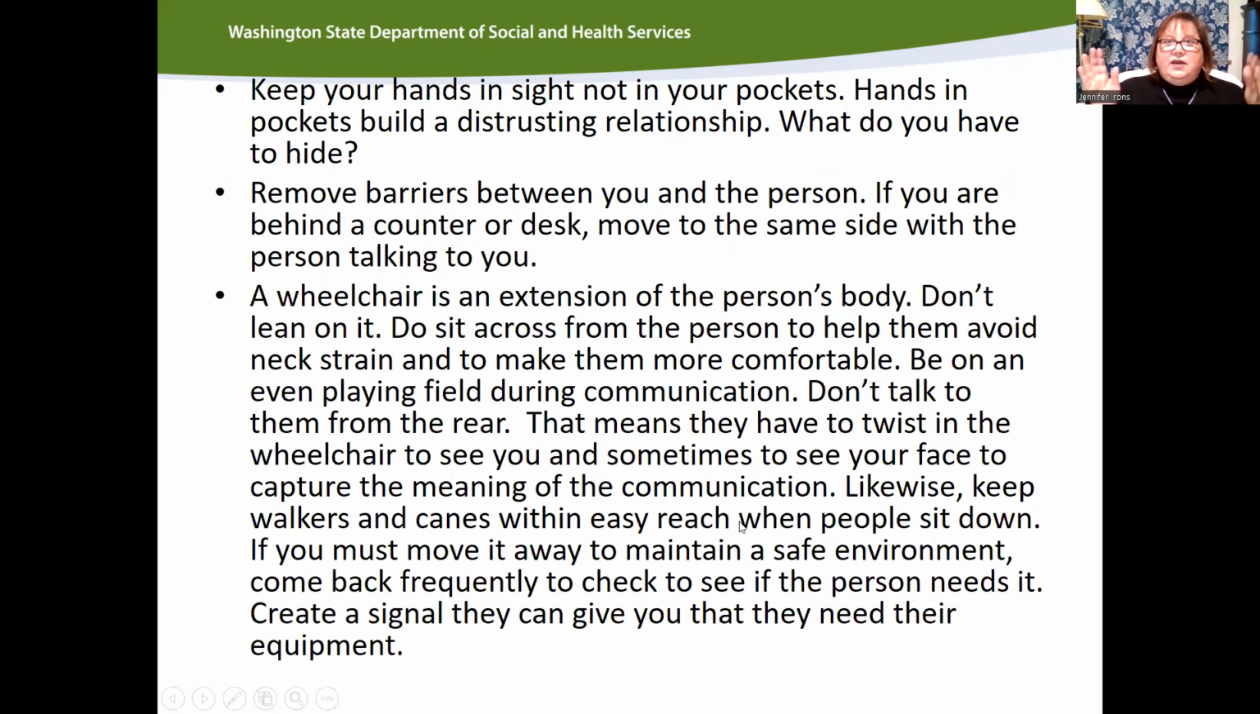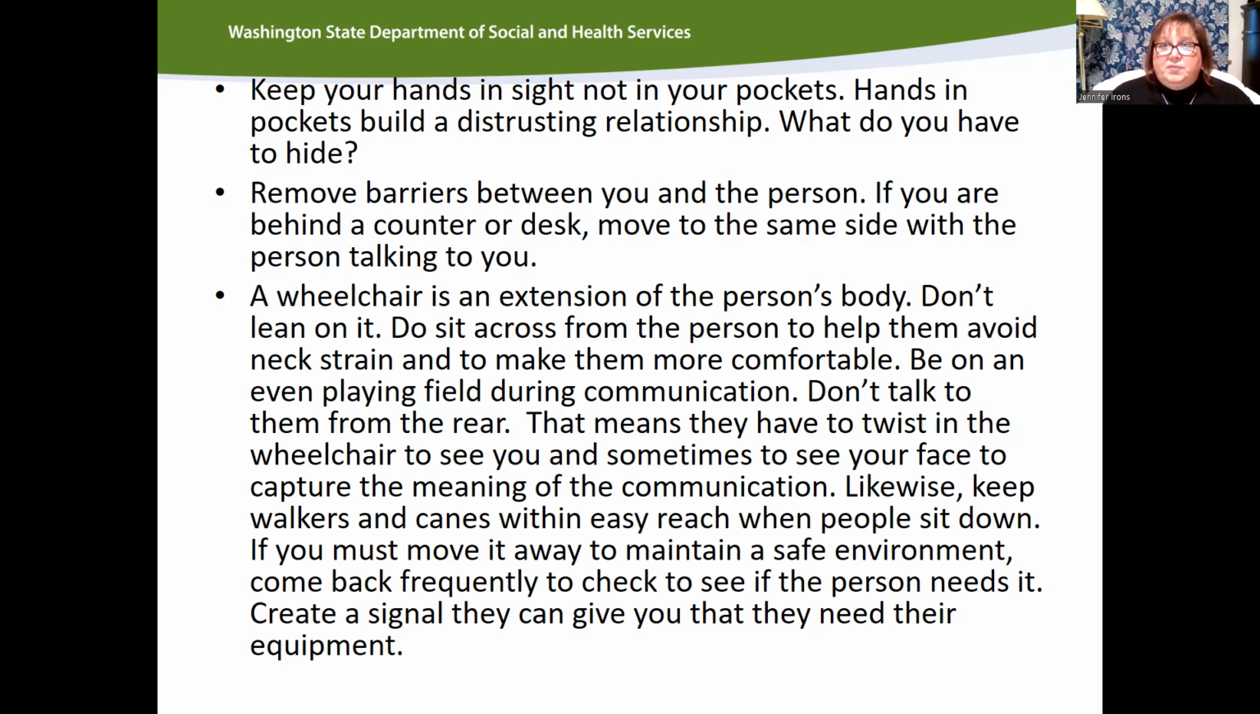Keep your hands in sight, not in your pockets. Hands in pockets build a distrusting relationship. What do you have to hide? Also, when your hands are out, there's no unexpected movement. People know that they're there. They're not grabbing for them. They're not pulling something out of their pocket. It makes it a safe space.